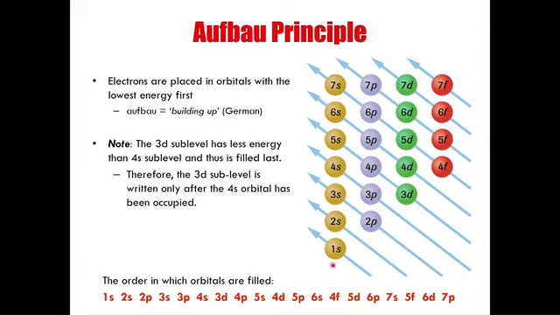Essentially what you do is you write 1s all the way to 7s, 2p all the way to 7p, 3d to 7d, 4f to 7f. And using a ruler, you draw these diagonal lines that intersect so that you can exactly identify which orbital and which sublevel must be filled first before moving on. So for example, 3d would be followed by 4p, which is followed by 5s, which is then followed by 4d.